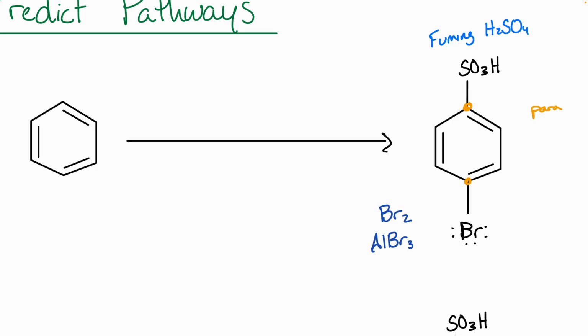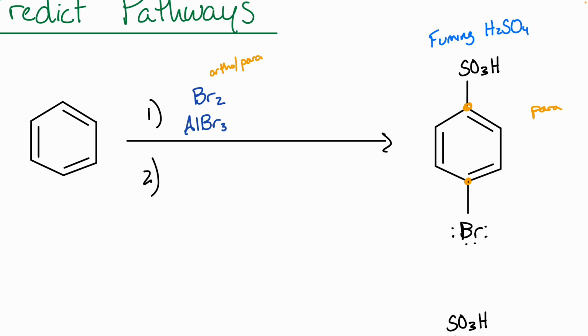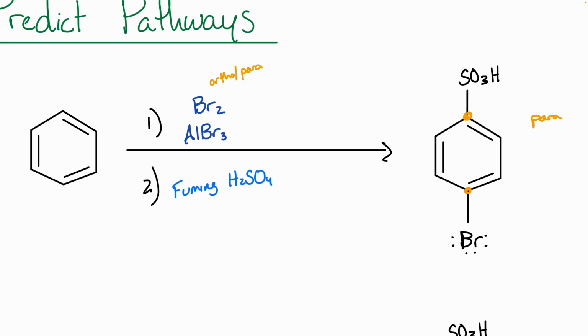So that means the first thing that I need to put on that ring needs to be an ortho-para director, right? So that first reaction I'm going to do is this bromination reaction, because that's my ortho-para director. And then the second reaction I'm going to do will be that fuming sulfuric acid, right? If I tried to reverse these, I would have that bromine in the meta position. I don't want that.